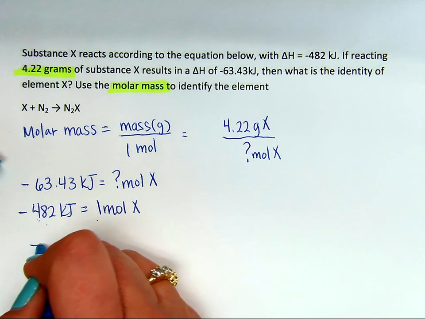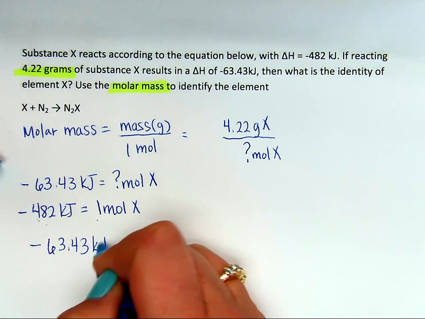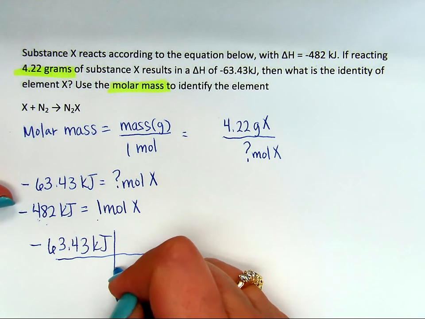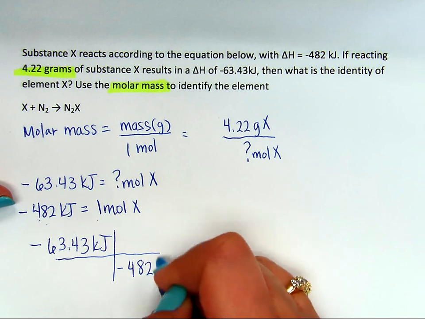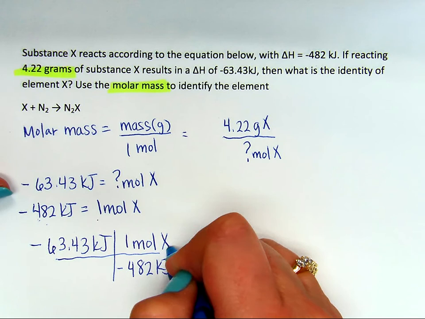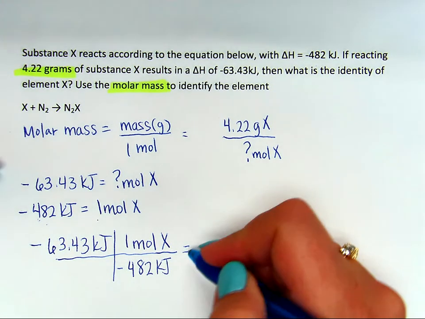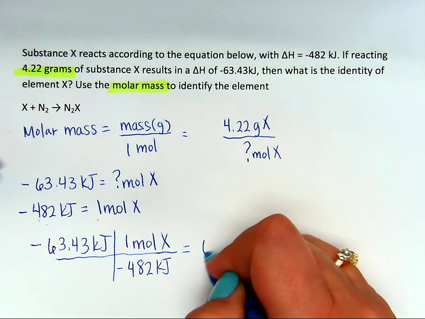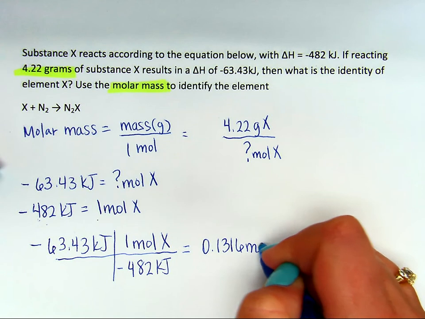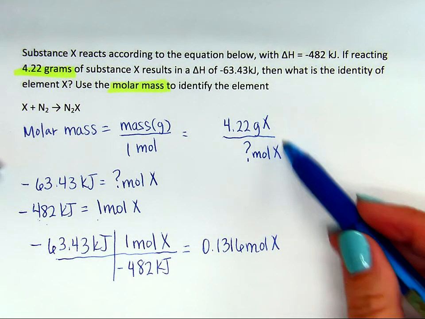In every problem, we start with what's given. So negative 63.43 kilojoules. And again, I let the units tell me where I'm going. So for every negative 482 kilojoules that are produced, that would mean 1 mole of X. When you grab your calculator and you do this division, your negative and your negative obviously is going to be a positive. Your answer is going to be 0.1316 moles of X.